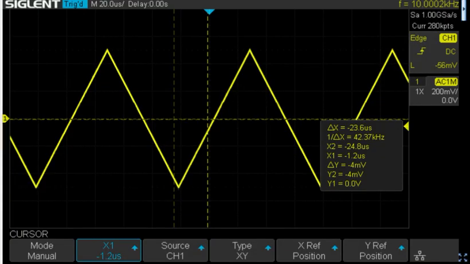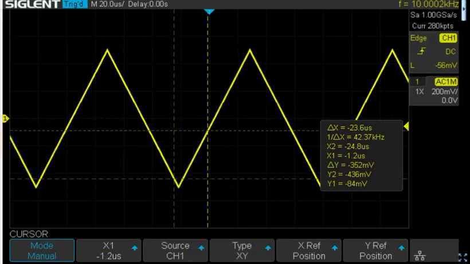So, I've selected the cursor option. Whatever scope you're using, there should be a button on the front panel somewhere marked cursor. If you press that, there's a mode here, tracking mode and manual. Let's put it on manual, and that means we can manually position the cursors.